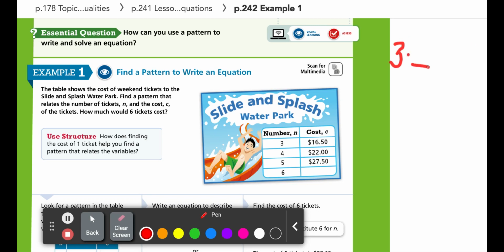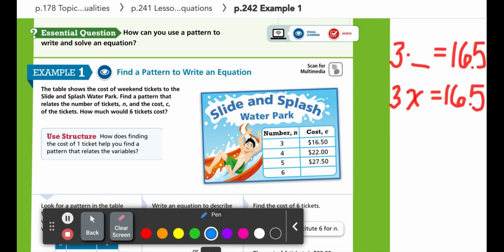3 times some amount is going to equal $16.50, 16.5. We have to figure out what that blank is, so we're going to plug in a variable. Now, I don't want to use n and I don't want to use c since those are already variables in the word problem. So let's choose a different variable. Let's just do x. 3x is equal to 16.5. So now if we solve for x, we will figure out how much 1 ticket costs.